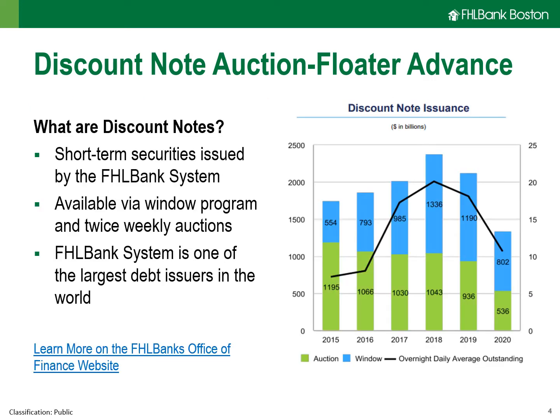So I mentioned we would get more into the index that this product adjusts to, which are discount notes, or DNs, as they are more commonly known. DNs are the short-term debt issued by the Federal Home Loan Bank system. They're available daily via the window program, or each Tuesday and Thursday through an auction. And it's those auctions that are the basis for the DNA floater. That's when those advances are committed and when they price.